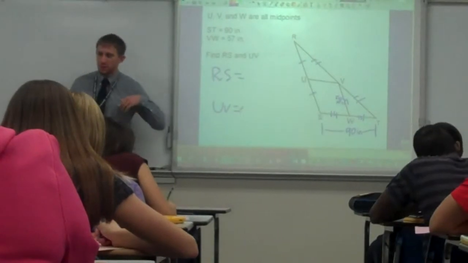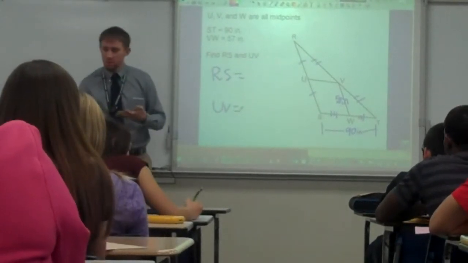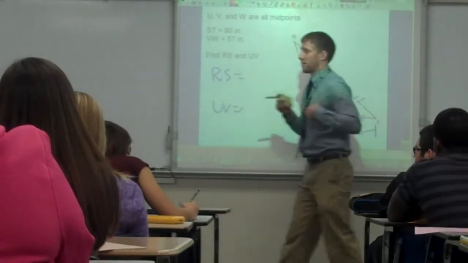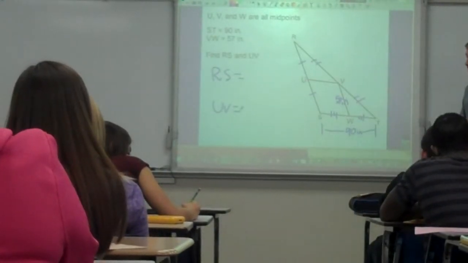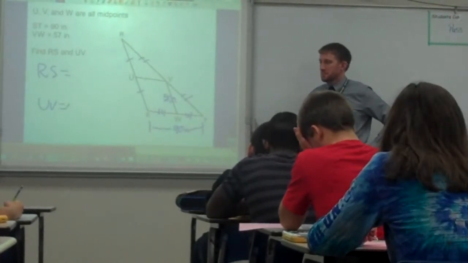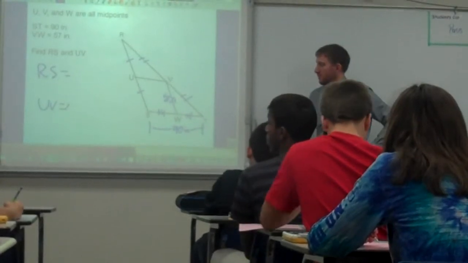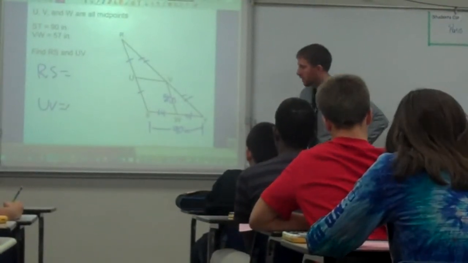First person card gets chosen. You get to pick RS or UV, so you're the lucky one. Sammy, which one do you want to work with? Okay, you want to work with UV.